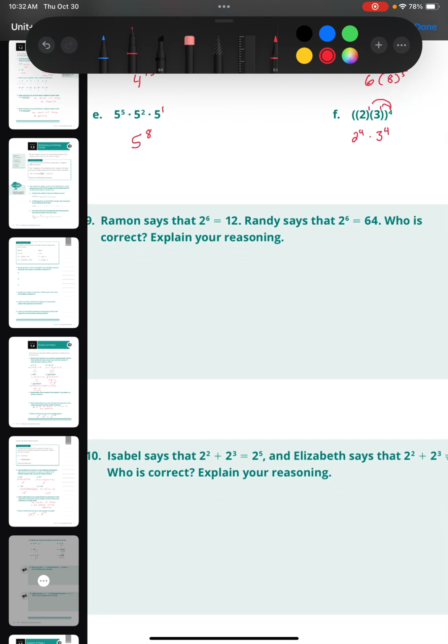All right, on number 9, Ramon says 2 to the 6th equals 12. Randy says 2 to the 6th equals 64. Who is correct? Well, 2 to the 6th is 64. So Randy is correct. And the mistake Ramon made is a common mistake. Ramon multiplied 2 times 6 instead of multiplying 2 times itself 6 times.